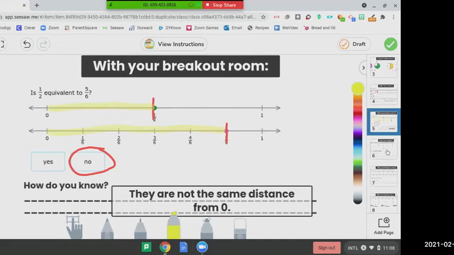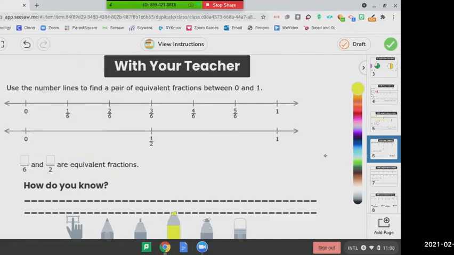Let's take a look at slide 6. Slide 6 says, with your teacher, use the number lines to find a pair of equivalent fractions between 0 and 1. So looking at these number lines, I'm going to use common sense, and I already see 2 fractions that are in the same place. They line up right there. I don't have fractions that line up with 1/6, 2/6, 4/6, or 5/6. Okay, I do have fractions that line up with 3/6.